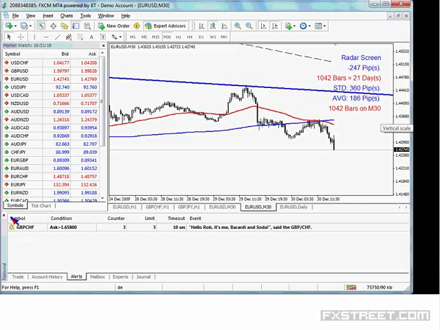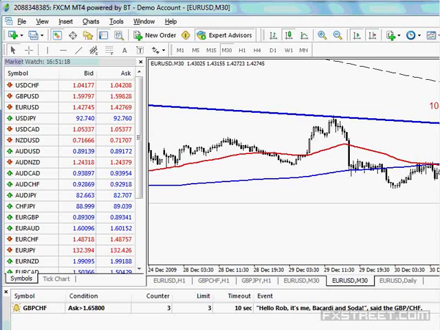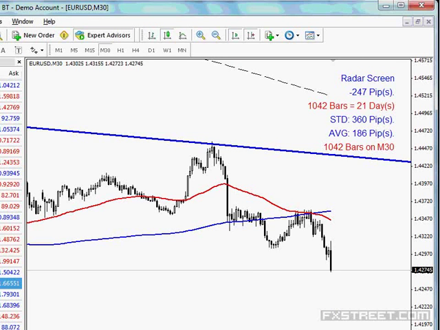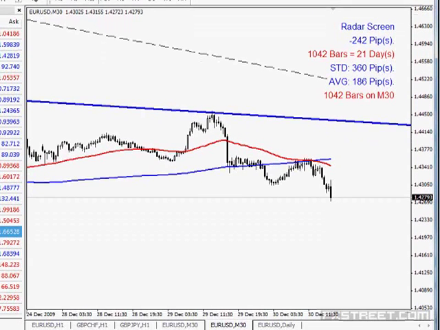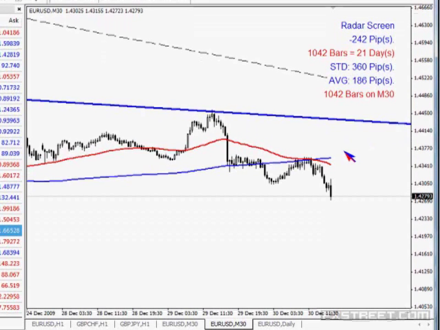This is the euro dollar 30-minute chart. And as you can see, the euro dollar has been falling this morning pretty significantly, in fact. And the currency pair has been away from the 800 simple moving average, which is right here. It's the black dashed line on the chart in front of us, for about 1,042 bars. That's 21 days. That's above average, the 30-minute chart.